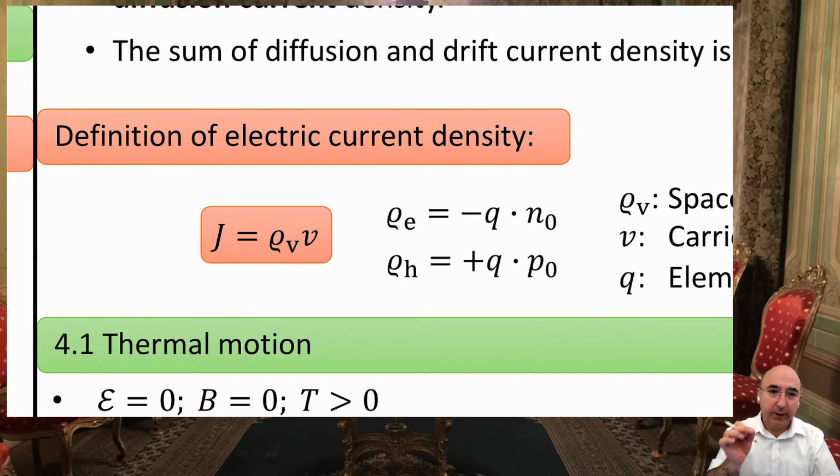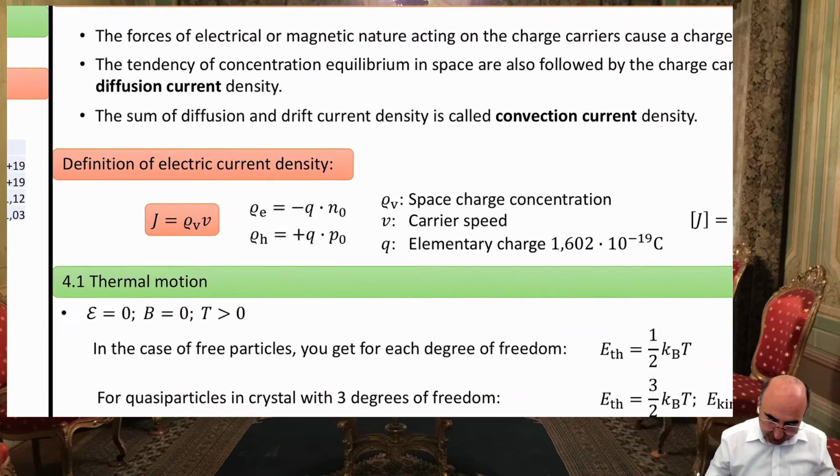We are now about to calculate these values: how many charged particles in a volume are present and how fast they are moving. Okay, so we have to give more names. The current density is J. The number of particles which are charged in the volume is the carrier concentration times the charge. That's it.